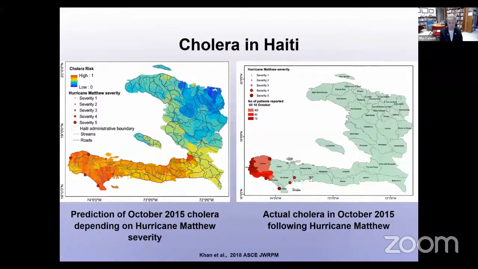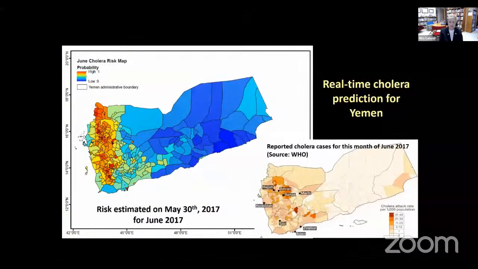With our sophisticated model, you can see on the left our prediction of risk. The darker the red, the higher the risk. And you can see on the right the actual cases and the geographical location of those cases. So the model has proven extremely successful. We did a similar analysis for Yemen. In 2017, there was a horrendous outbreak of cholera, the worst recorded historically up to that time.